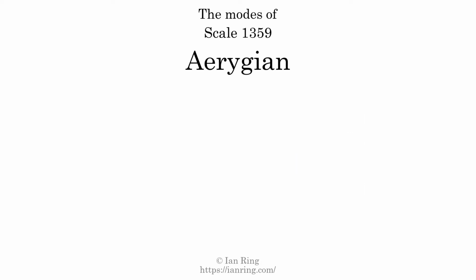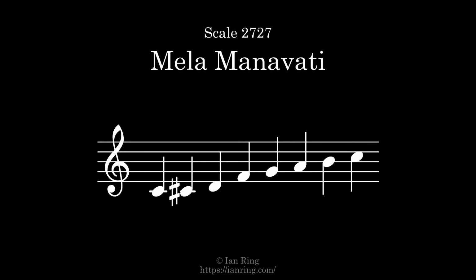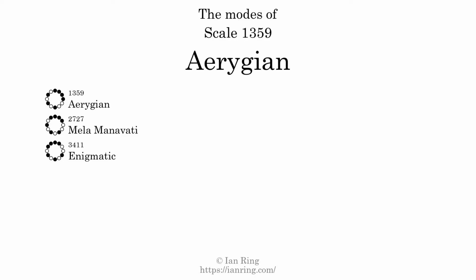This scale has 7 modes. The first mode is itself. The second mode is scale 2727, also known as Milomanavati. It sounds like this. The third mode is scale 3411, also known as enigmatic. It sounds like this.